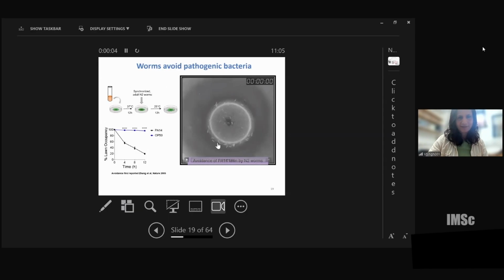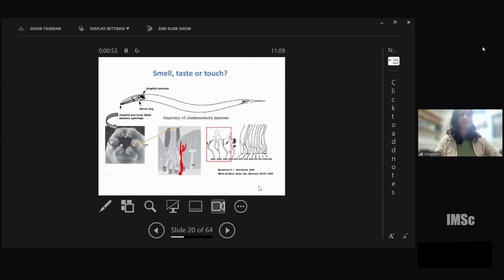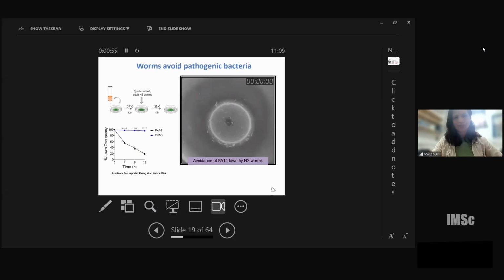If the movie had worked, what you would have seen is that worms were placed on a lawn of Pseudomonas aeruginosa, and they would have walked away. And this we could measure and then see why. So the question that we asked was, why did they walk away?